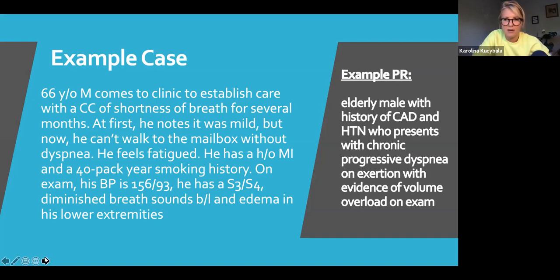Okay, so mine was an elderly male with a history of coronary artery disease and hypertension who presents with chronic progressive dyspnea on exertion with evidence of volume overload on exam. Does anyone have anything different? You see some head shakes, no.